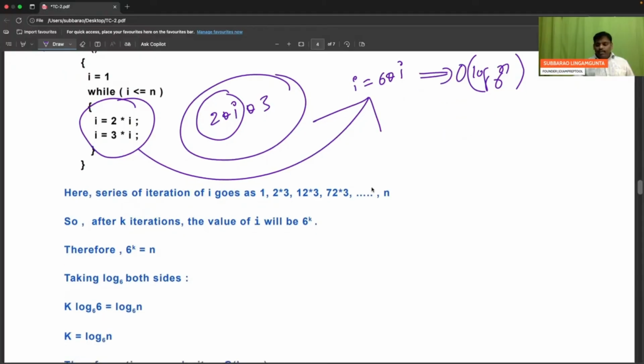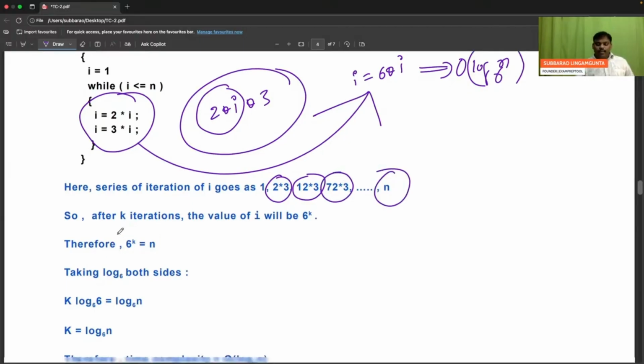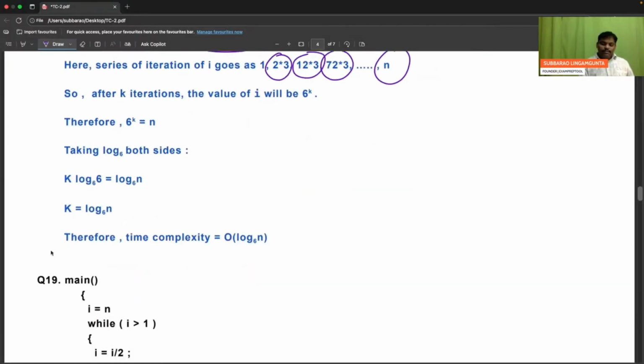If you observe clearly, you will get the powers of 6: 6 power 1, next 6 square, next 6 cube, finally 6 power k is equal to n. So k became log n base 6. Excellent. Till now we have done 18 problems.